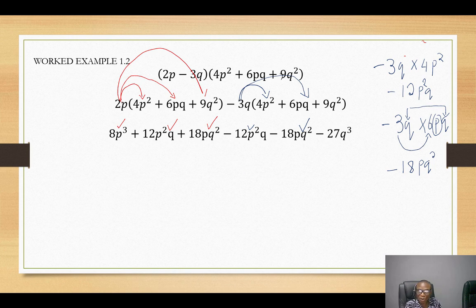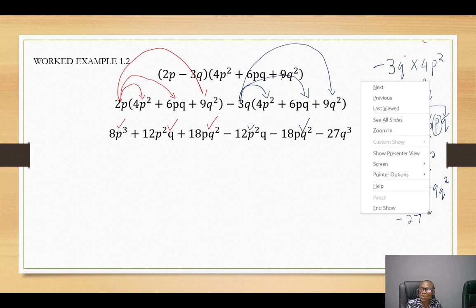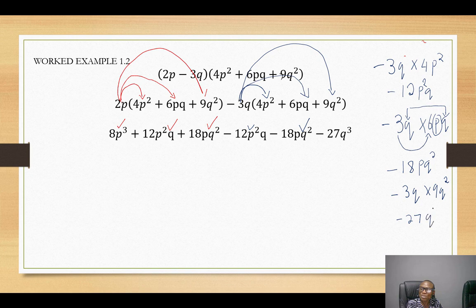Now I'm going to take negative 3q times 9q squared. Negative 3 times 9 is 27. Minus 27 q times q squared is q cube, which is this one.